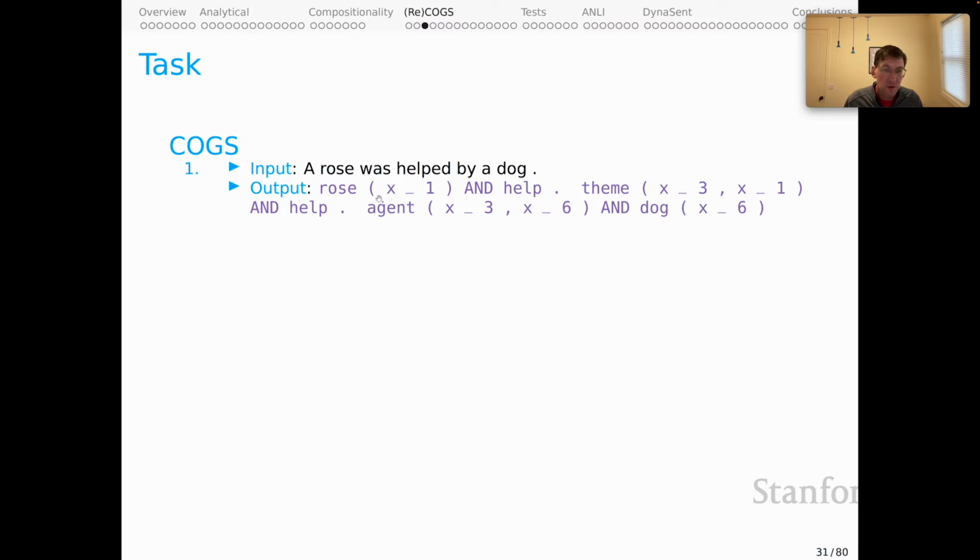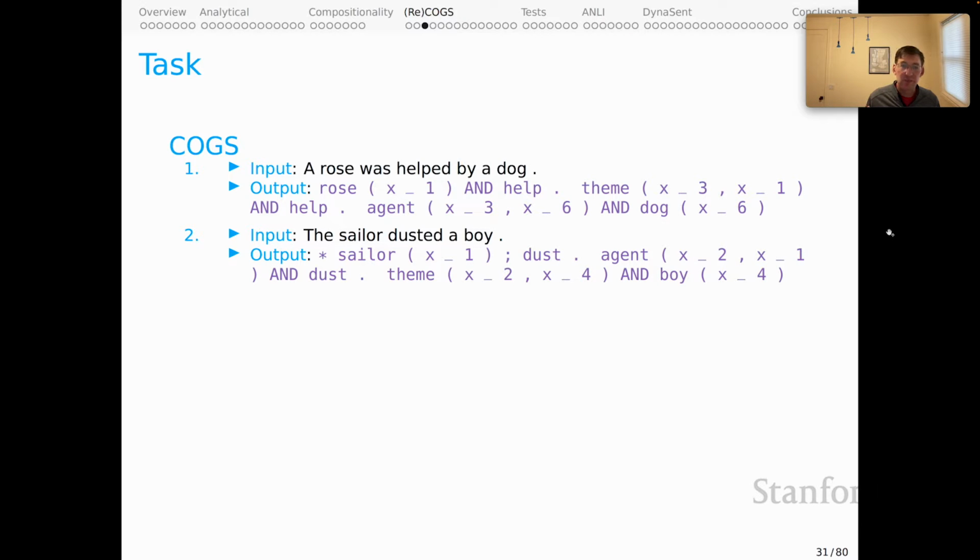Here we've got rose, an indefinite corresponding to the grammatical subject here with variable 1. The next conjunct is help theme, so this is describing the theme argument of the helping event. And x3 is the event variable for this helping event, and x1 links back to rose, identifying this rose as the theme. The event description also has an agent that is identified by variable x6 and again binds into that helping event description x3. And x6 is identified as being a dog.